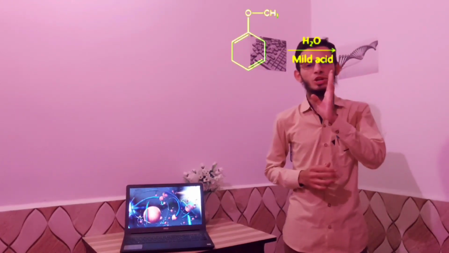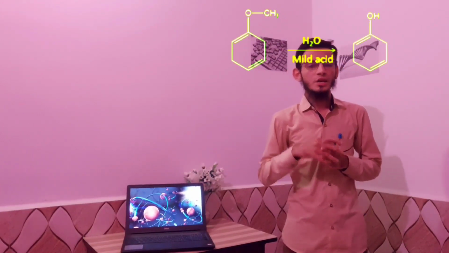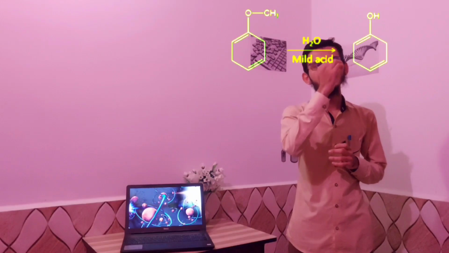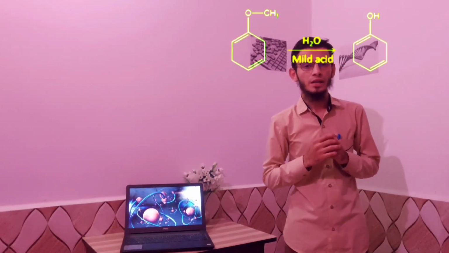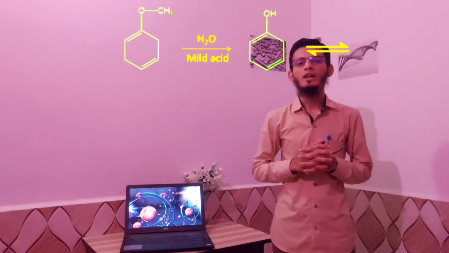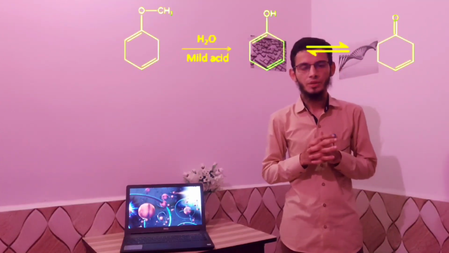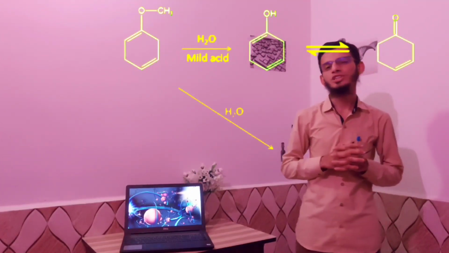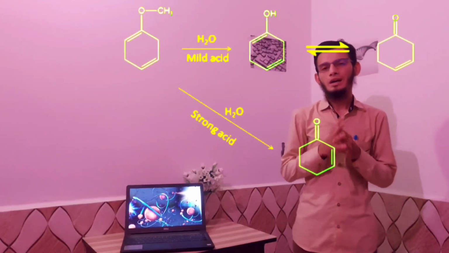So you can see that in the case of ether, when we get the product after the acidic condition and hydrolysis, you will get the alcohol, which is attached at the position of the double bond, adjacent to the double bond. You can see here, and it will tautomerize into the beta gamma unsaturated ketone. But under strong acidic condition, you will get the alpha beta unsaturated ketone. It is a simple process of hydrolysis and tautomerization.